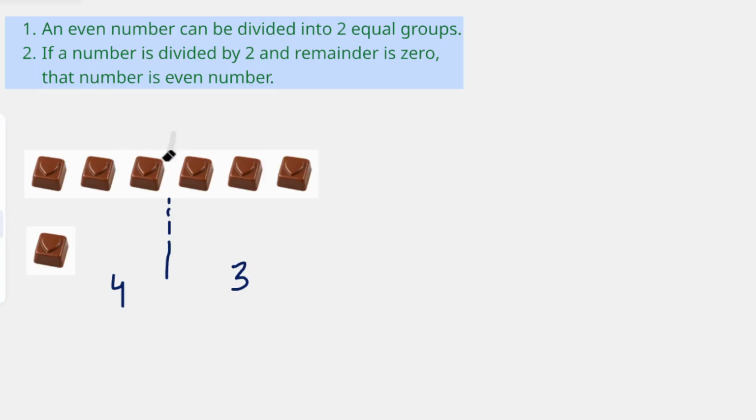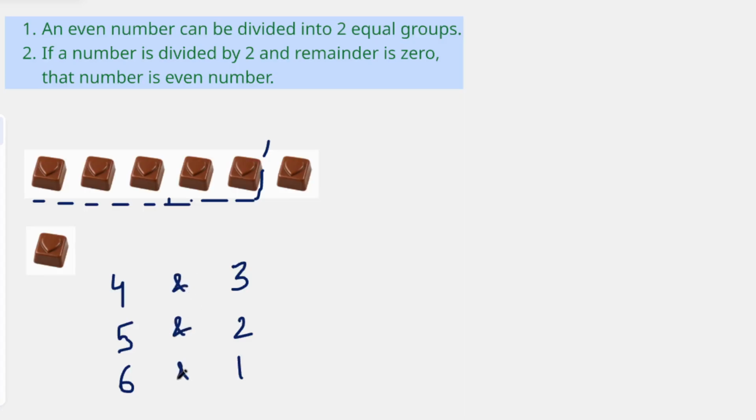Now, if I keep 5 chocolates in one, then the other group has 2 chocolates, right? Similarly, you can have 6 chocolates in one group and 1 chocolate in another group. So all the groups are unequal here, right? And if you make two groups of 3 each, then one will be left behind, right?